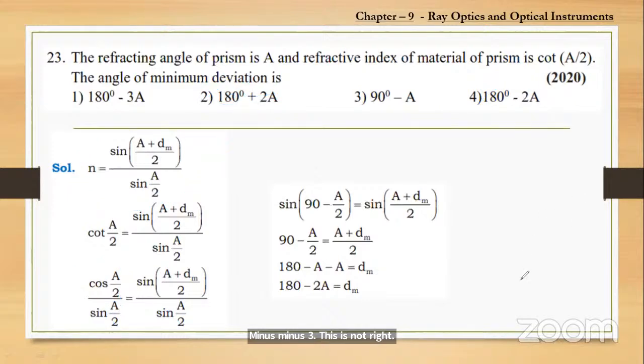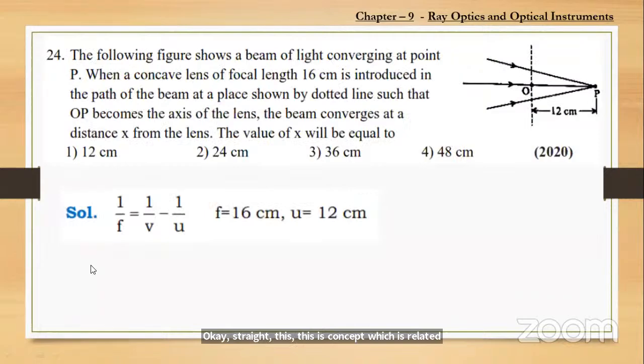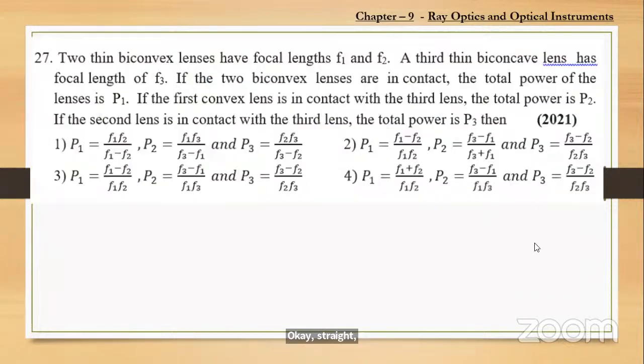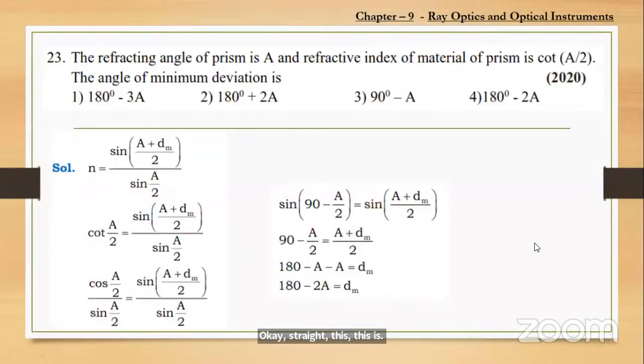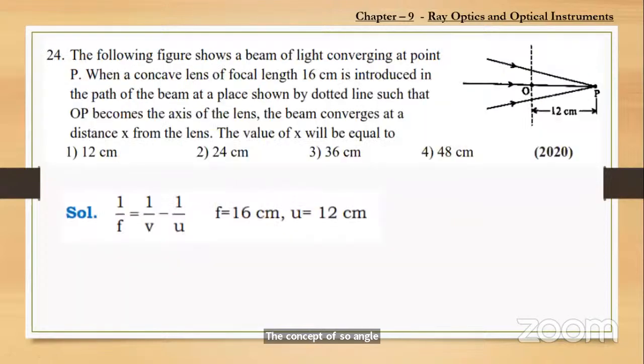Okay, students. This question is related to the concept of angle of prism. Now coming to the next question. This is another question where they have given a diagram. The following figure shows a beam of light converging at a point.